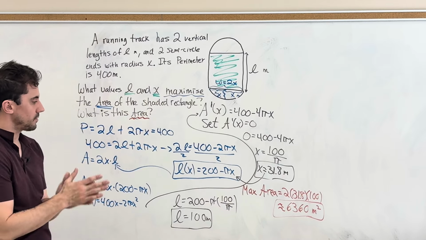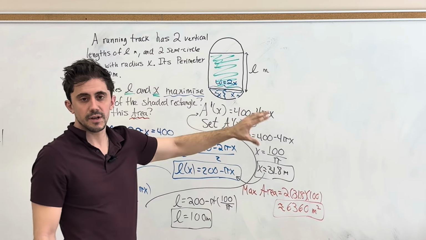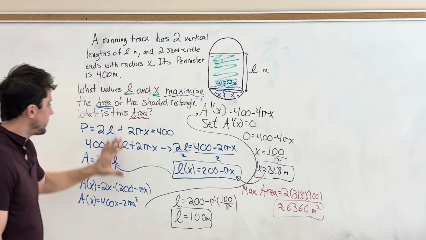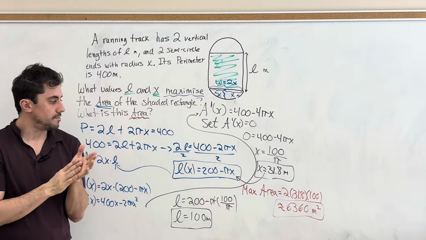So then go ahead, find all your information, set your derivative function equal to 0, find your critical points, minimum, maximum, whatever the case may be, plug them back in and get your maximum value or your minimum value, depending on the situation. So I really hope this helps.